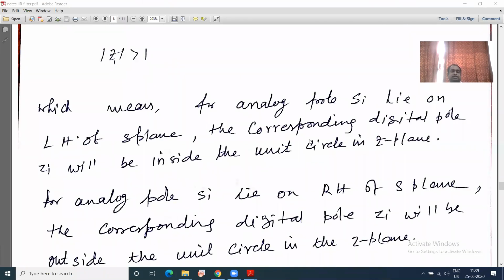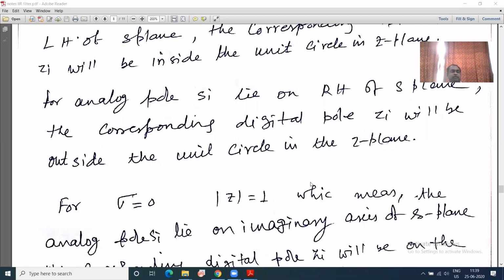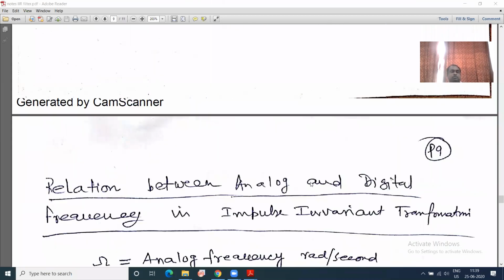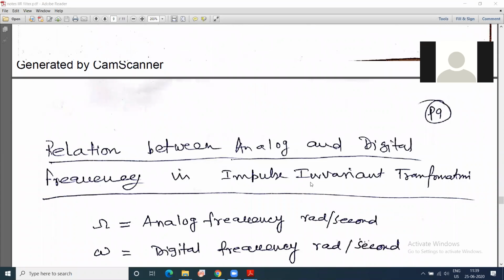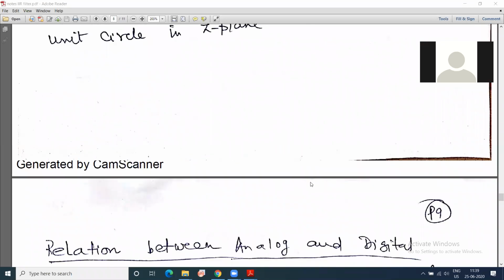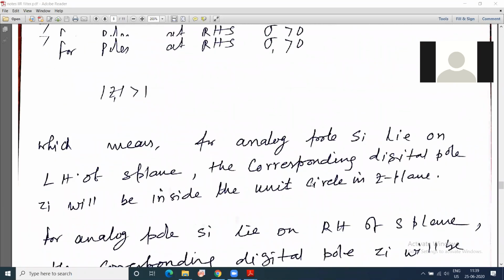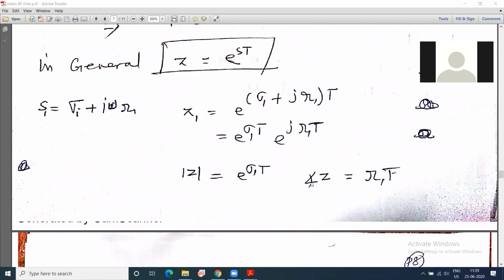So what I have said, I have written in line, you can read, and I hope if no doubt you can do. Sir, you did not do one thing: e to the power minus sigma T equal to 1, then mod z equal to 1. That is trivial. For the j omega axis, sigma will be equal to 0, e to the power 0 equal to 1.